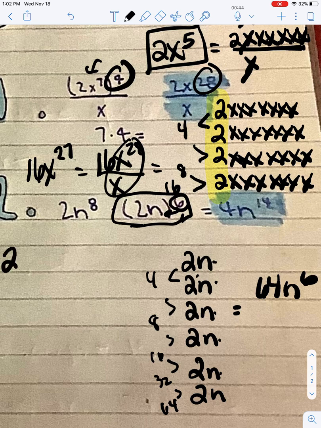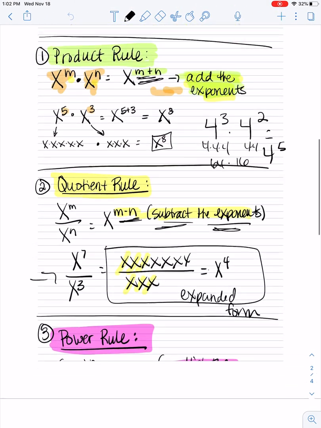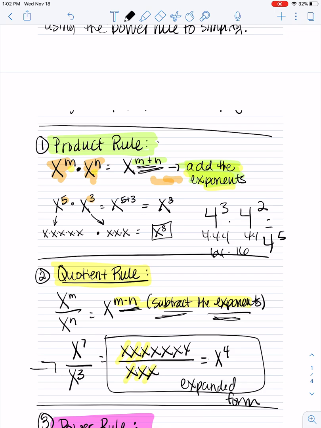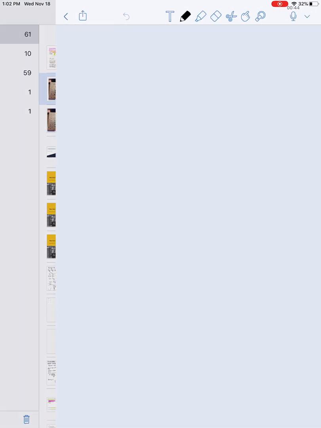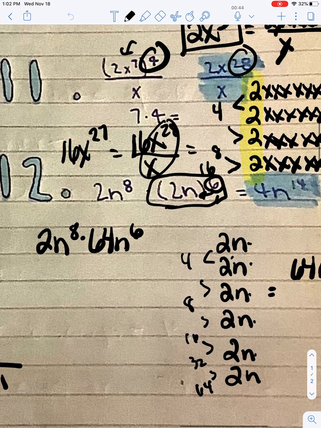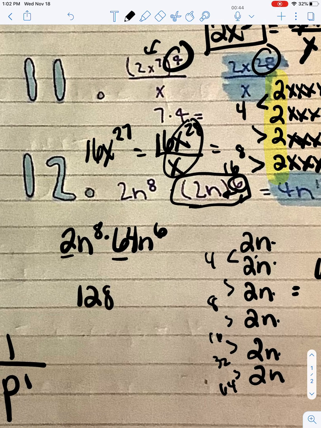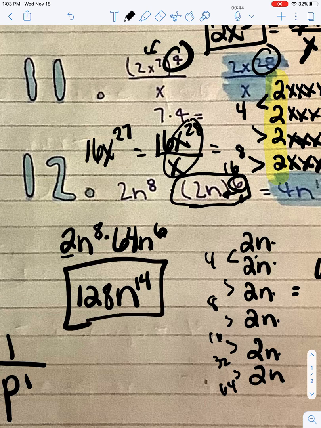So now we have 2n to the 8th times 64n to the 6th. And now we have to think back to our first rule that you learned, which was the product rule. So we will multiply our coefficients, and then we will add our exponents. So to multiply our coefficients, 2 times 64, that would give us 128, and then we add our exponents. 8 plus 6 is 14. So it would be 128n to the 14th as our answer.